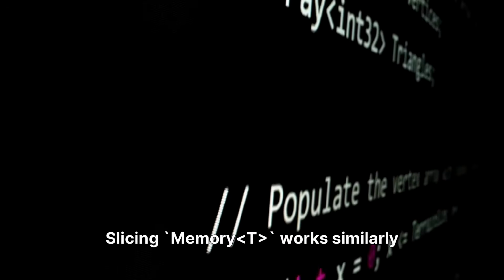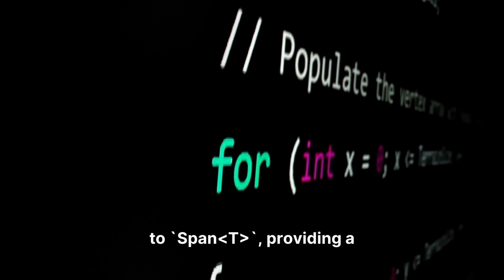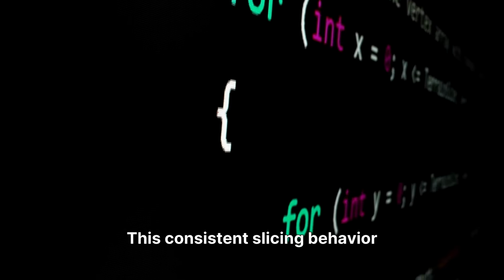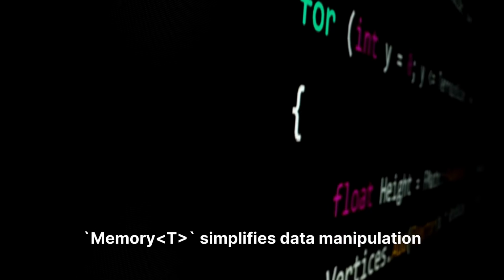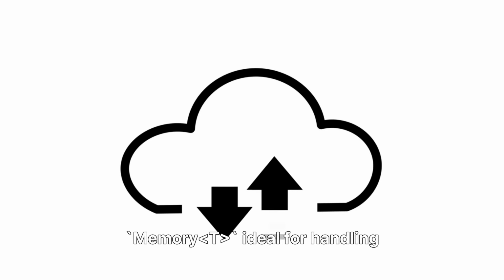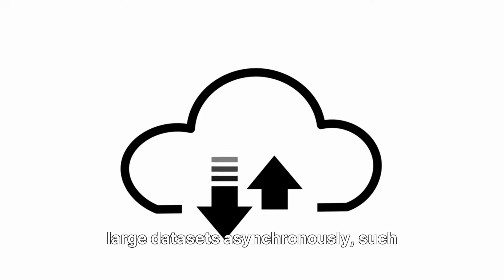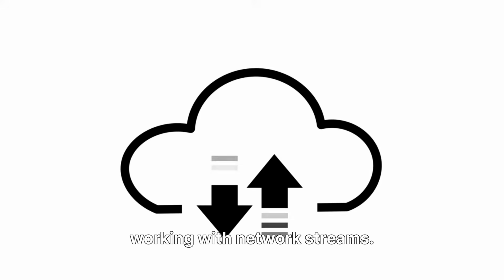Slicing Memory<T> works similarly to Span<T>, providing a new view without additional memory allocation. This consistent slicing behavior across both Span<T> and Memory<T> simplifies data manipulation and reinforces the principle of avoiding unnecessary copies. Its asynchronous compatibility makes Memory<T> ideal for handling large datasets asynchronously, such as reading files or working with network streams.